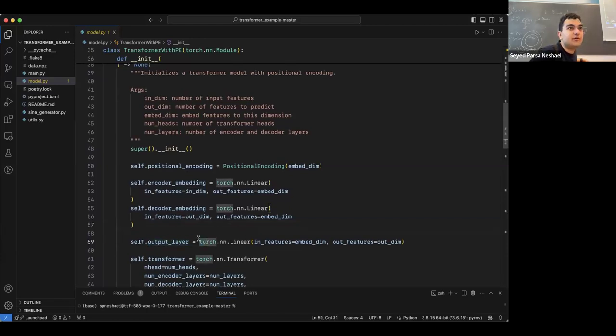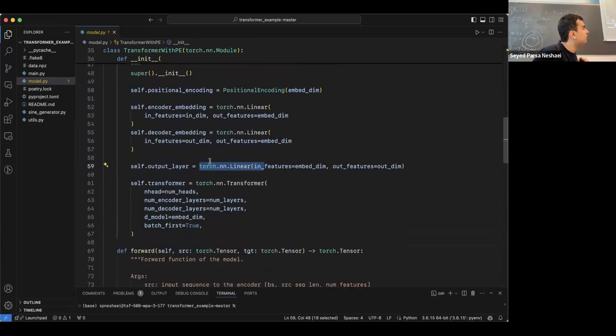And the output layer, you also define the output layer, which again is a feed-forward network, if you remember in the slide I showed to you. Then you define the transformer. Okay, here it's very easy. You don't need to even define the inside of the transformer because PyTorch does a lot of things for you.